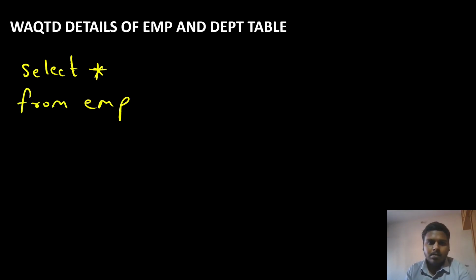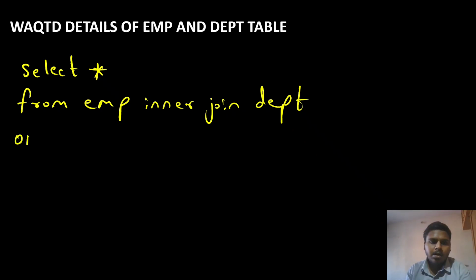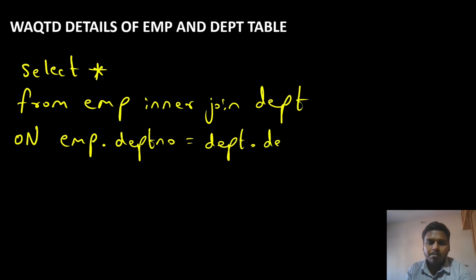Now, again, the same question. By using inner join, we will do select asterisk from EMP inner join DPT on join condition. What is the join condition? Table name 1, EMP dot common column name, department number, is equal to table name 2, DPT dot common column, department number. This is how we will write the query.